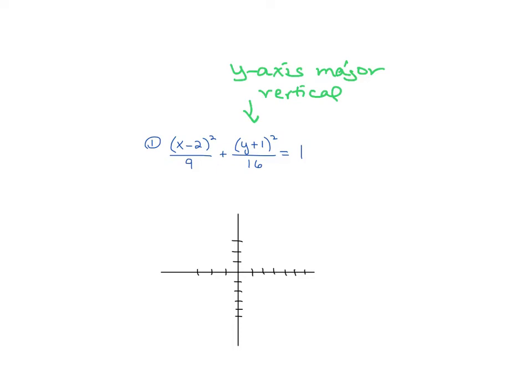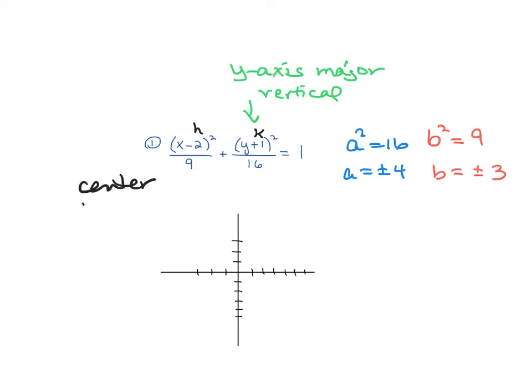So let's go ahead and calculate the vertices. So a squared equals 16. Square root it, a equals plus and minus 4. B squared equals 9. Square root it, plus and minus 3. Now, before, we also need to pull out our h and k. So remember, h is always with x, k is always with y. So my center of my ellipse is going to be at the ordered pair 2, -1. Again, remember those subtraction signs are part of the formula, so it's backwards of what you would think.